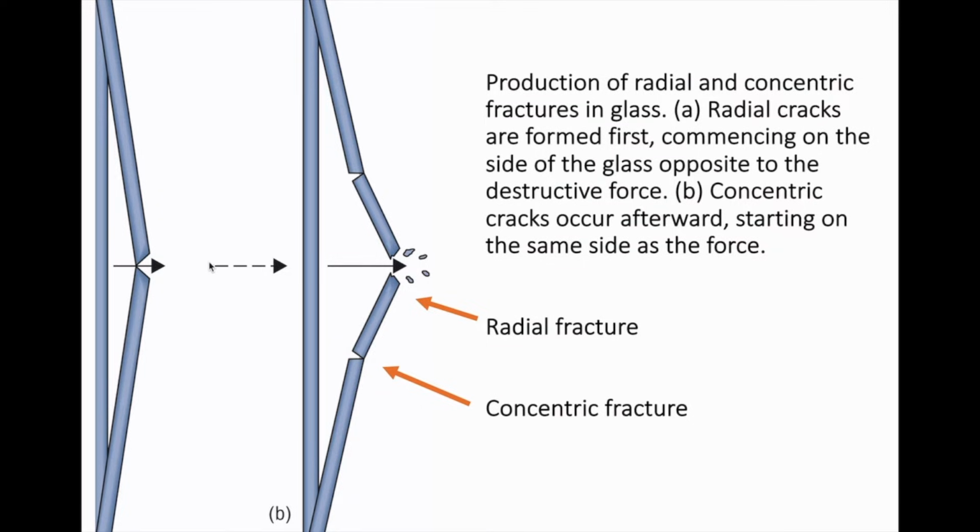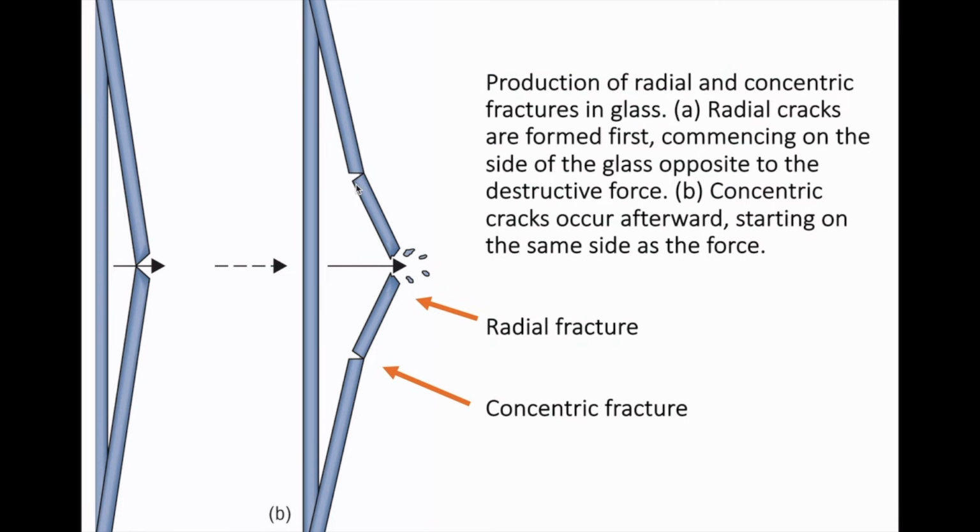Say you have a projectile moving to the right of the screen. Here's your piece of glass, and the projectile is moving from left to right, so it's going to impact right here. The radial cracks are formed first, and on the reverse side, the back side of a radial crack is always larger. It's like it blows out the back.